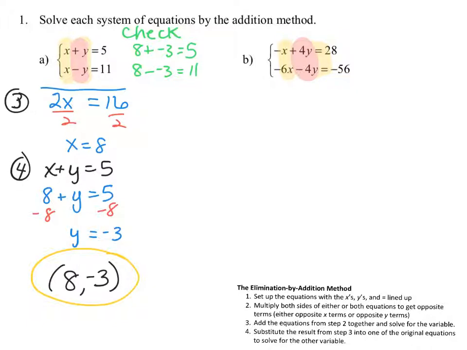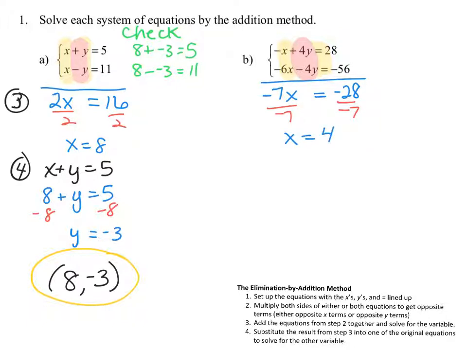Let's move on to step 3, where we're adding these two equations together. A negative x minus 6x would give us a minus 7x, and the plus 4y and the minus 4y give us 0. And then we add together 28 minus 56, or 28 plus a negative 56, which would give us negative 28. Now we can divide both sides of this equation by negative 7 to get x is equal to 4.